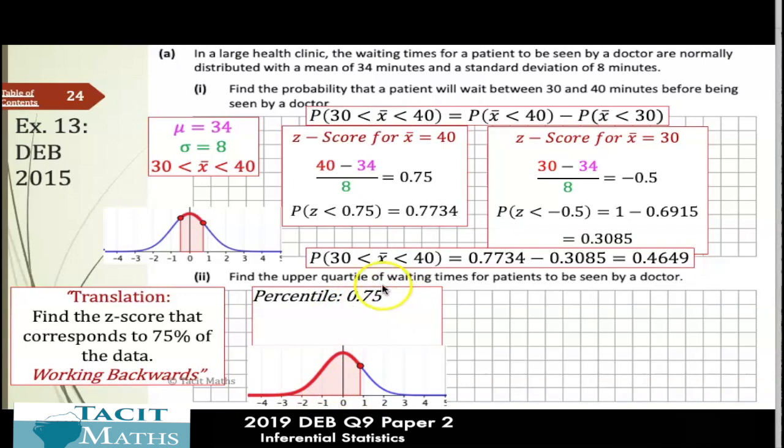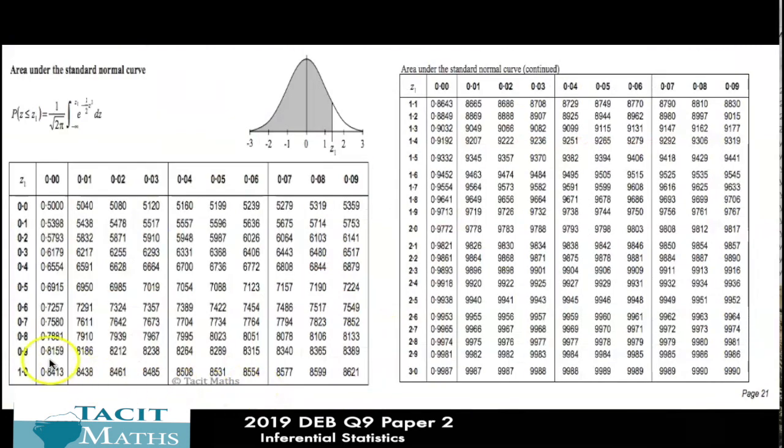So all you're doing is going to your log tables. The usual way is that we have the z-score and we look for the corresponding percentile, but here we want a percentile that corresponds to 75%. If you look very closely, 75% is not exactly 75%, but this is probably the closest one. If you pick this one accidentally, or this one, you're not going to lose marks over that, but I'm going to pick this one. This is the closest one to 75%, which is 0.68.